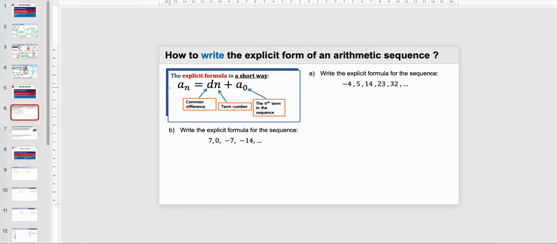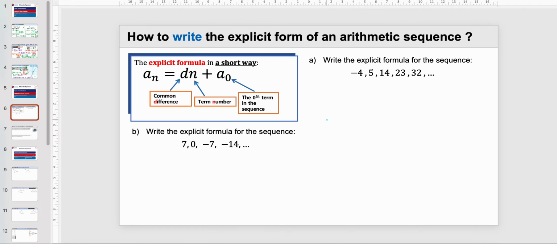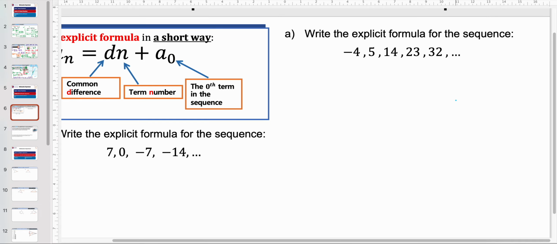So let's start. Suppose you have this question. They want you to write an explicit formula for this sequence. The sequence starts with -4, that's a1 directly. Of course, whenever they give me a sequence, the first term is always a1. It's not a0, it's a1. This is a2, a3, a4, and a5.